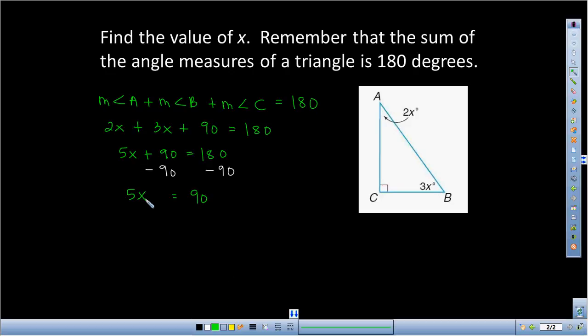Now the last thing we need to do is determine the value of x. We have 5 x's that are equal to 90. So in order to determine the value of a single x, we need to divide that 90 up into 5 groups. So we're going to use the division property of equality, dividing both sides of the equation by 5 to maintain balance, which gives us 5 divided by 5 is 1, so we have 1x is equal to, and 90 divided by 5 is 18. So the value of x is equal to 18.